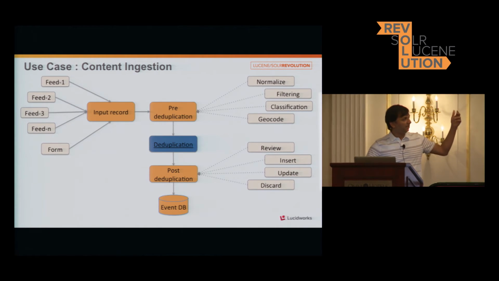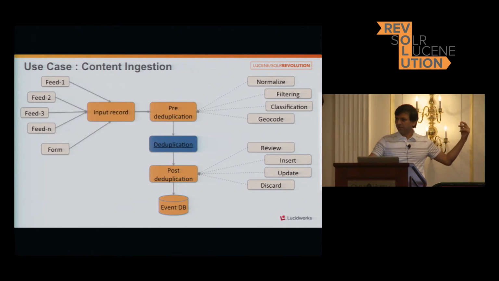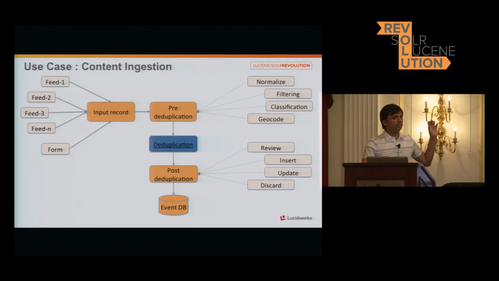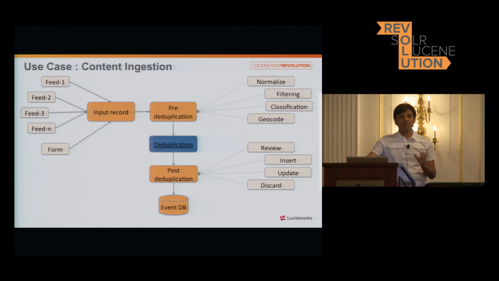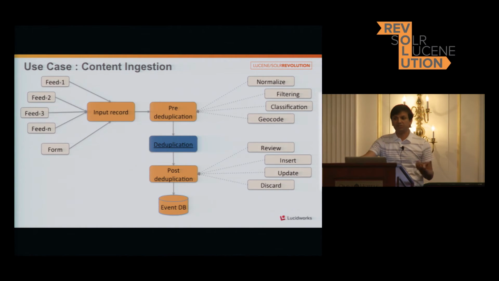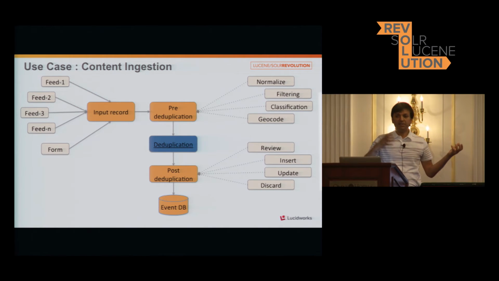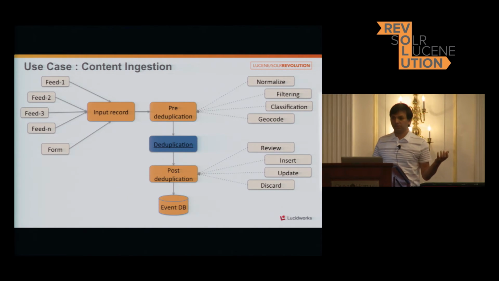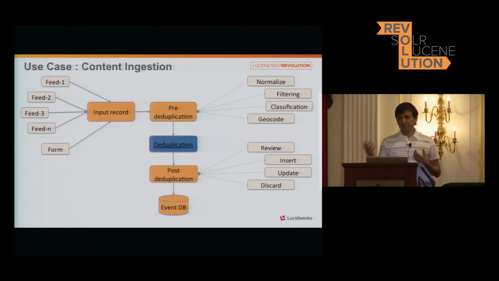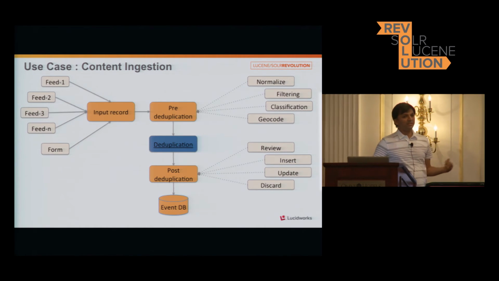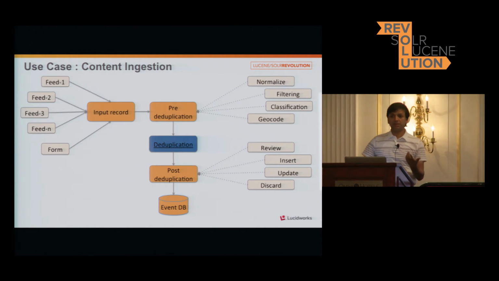So once we cleanse the record and get some more information after these four steps, we pass it through what we call our deduplication system. The job of the deduplication system is, for this input record, to find out if any matching record exists in the data store. If a matching record exists, then the post-deduplication step will take the required action.